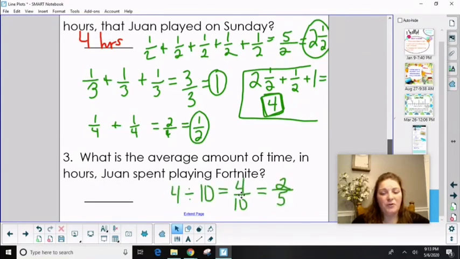4 divided by 10 equals 4/10, which simplifies down to 2/5. So his average time was 2/5 of an hour, okay, between all of his interruptions.